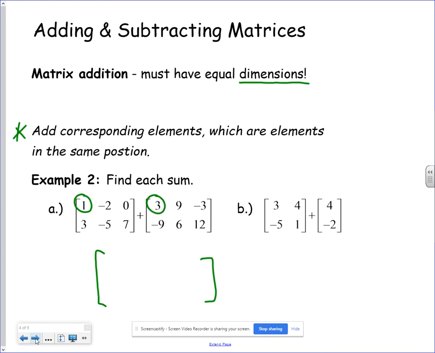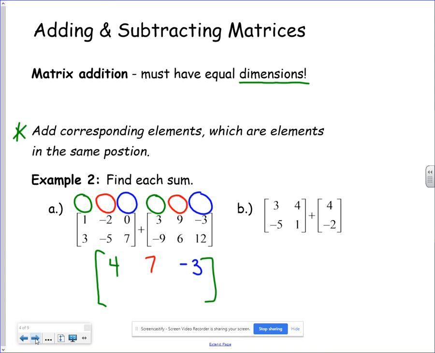So 1 plus 3 is 4. And then you take the element that's in position 1, 2 and add it to the element in position 1, 2 over here. Negative 9 plus 2 is 7. And then last, we would take 0 plus negative 3, which is negative 3. So there's our first row. And then we just do it all over again.